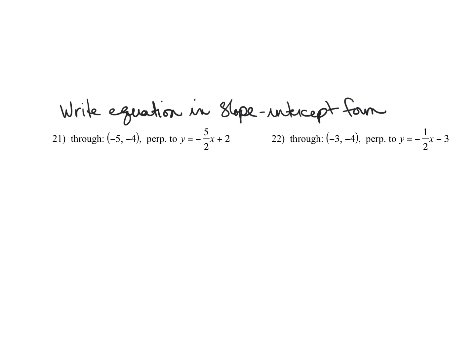In this example, we're being asked to write the equation of a line in slope-intercept form that goes through the point (-5, -4) and is perpendicular to y equals -5/2 x plus 2.